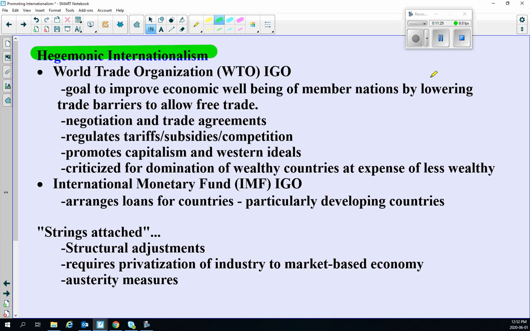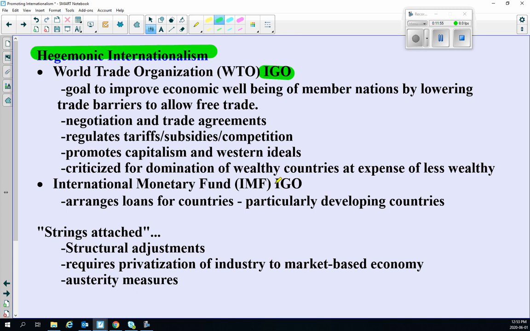And what I mean by that is that the world's wealthiest countries, America, China, Russia, and so on, dominate the World Trade Organization. And they always seem to get their way with the World Trade Organization because these countries are so dominant economically and politically too, I guess. By the way, the WTO is another example of an international government organization.